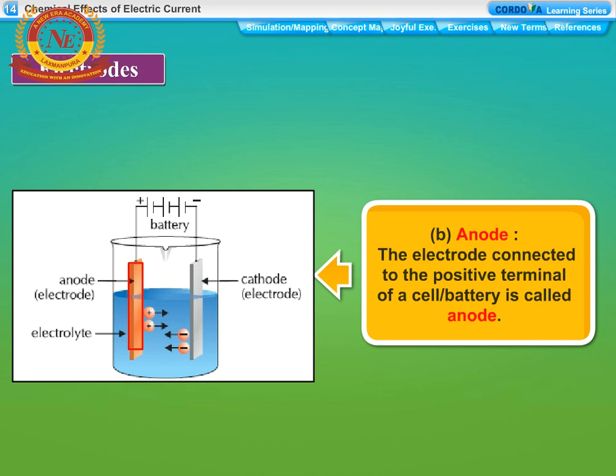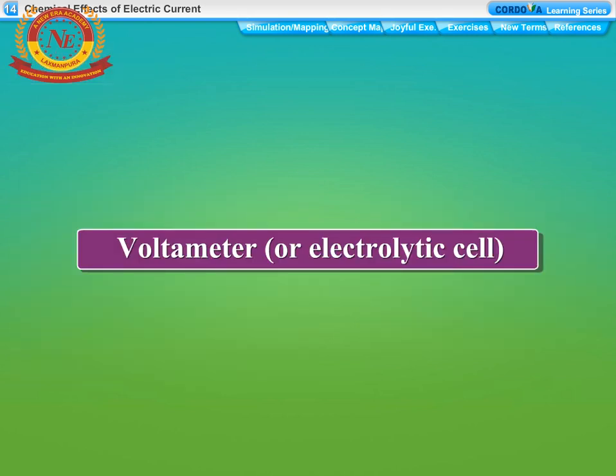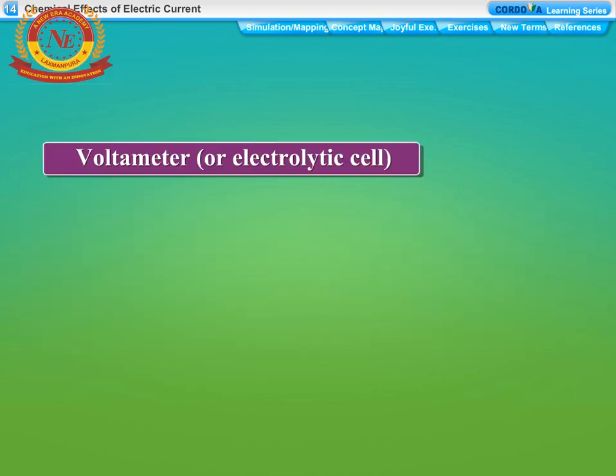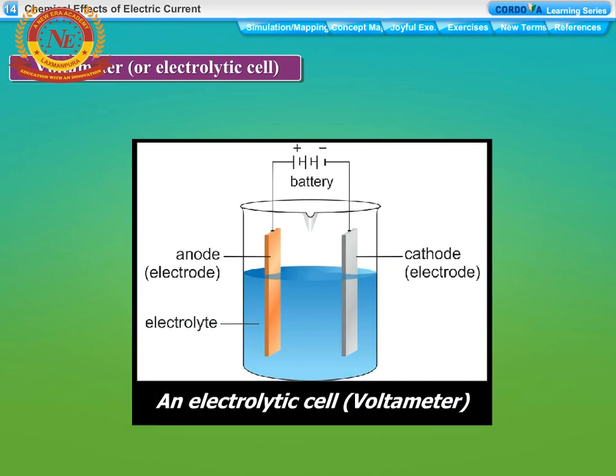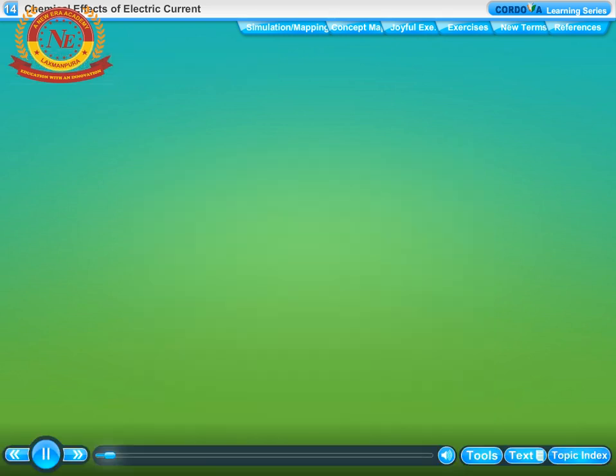Anode. The electrode connected to the positive terminal of a cell battery is called anode. During electrolysis, the negatively charged ions, anions, present in the electrolyte move towards the anode. Voltmeter or electrolytic cell. A glass or plastic container containing two electrodes and the electrolyte is called voltmeter or electrolytic cell. In a voltmeter, the process of electrolysis is carried out.